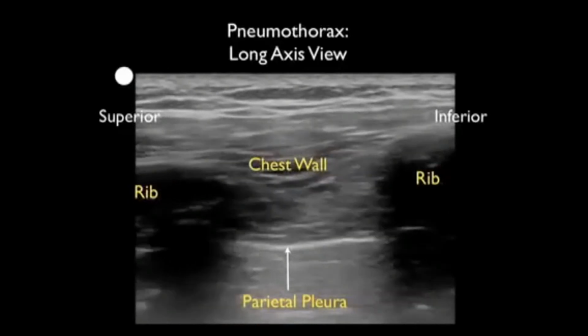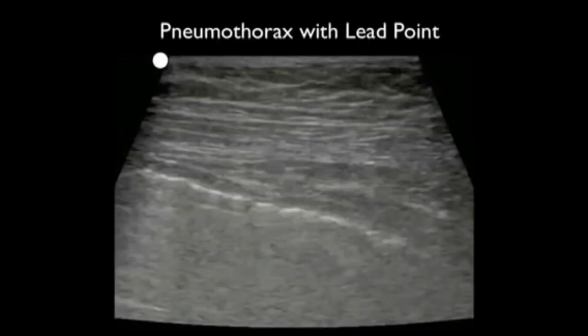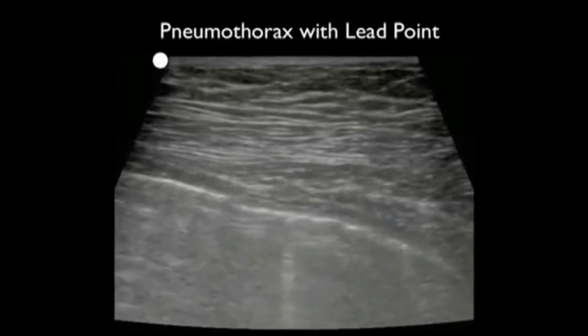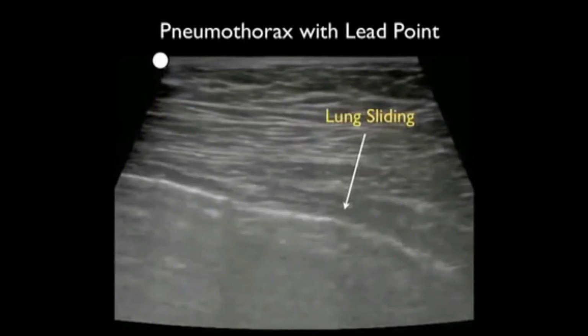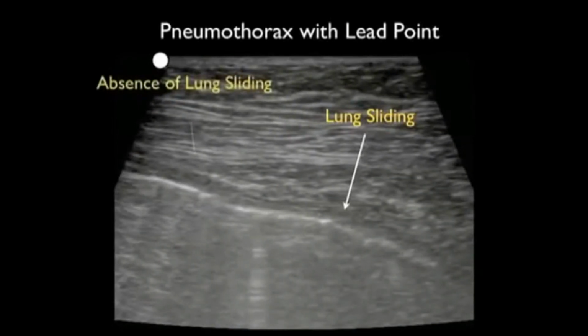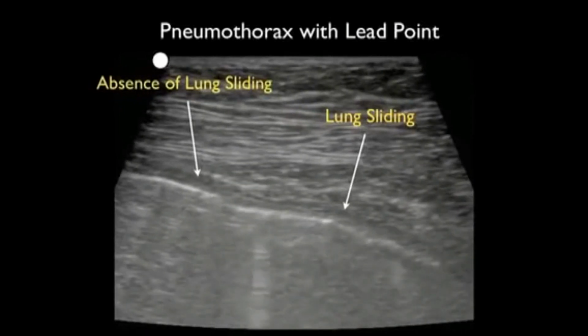Here's a pictorial showing an interesting finding, the signature of an incomplete pneumothorax known as the lead point. What we see is an incomplete pneumothorax with air collecting to the superior aspect of the image to the left, thus splitting the parietal from the visceral layers and causing an absence of lung sliding superiorly. However, here's an ultrasound image showing the lead point, and what we see here is the lung sliding to the right, the area where the lung touches up against the chest wall, and to the left, the area of absence of lung sliding, telling you there that air has collected between the visceral and parietal layers.